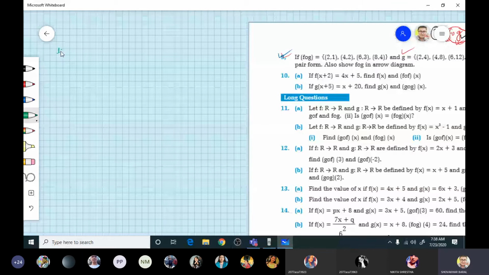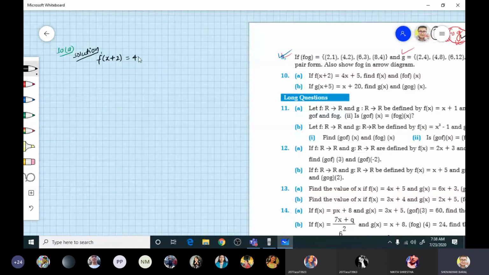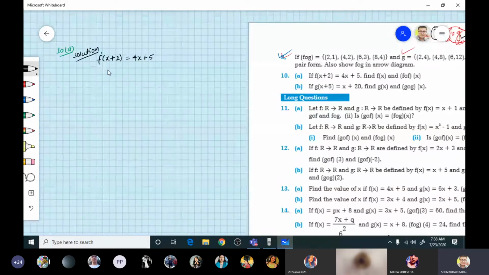In question number 10a, let me begin the solution here. What is given here? This is in algebraic form. Till now, we have done the questions of ordered pair form. This is given in algebraic form, that is f of x plus 2 is equals to 4x plus 5. And you are supposed to find f composite f of x.